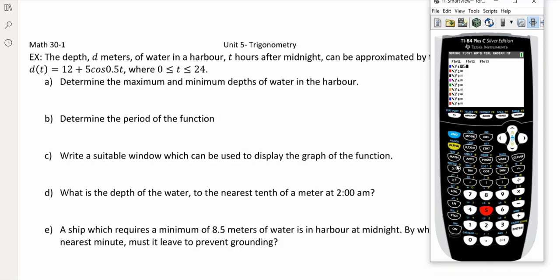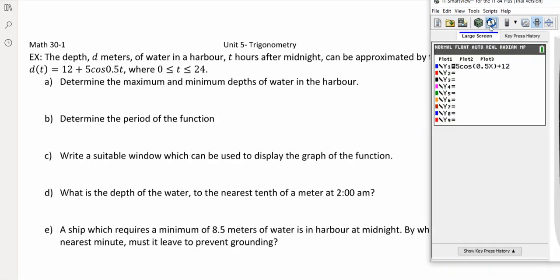I'm going to write it the other way around, as 5 cos. Oh, it doesn't like that. Let's go back. I'm used to Desmos. So 5, and I have to put in cos, and then 0.5, and then x, and then bracket, and then plus 12. All right, I should probably make this bigger.